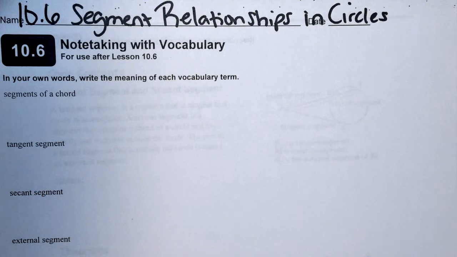Good afternoon, class. We are moving on to our very last section of circles, and this one is about segment relationships in circles. So 10.5 is about angle relationships. Now we're going to talk about segment relationships. So to start off, we have 4 vocabulary terms that we need to define.